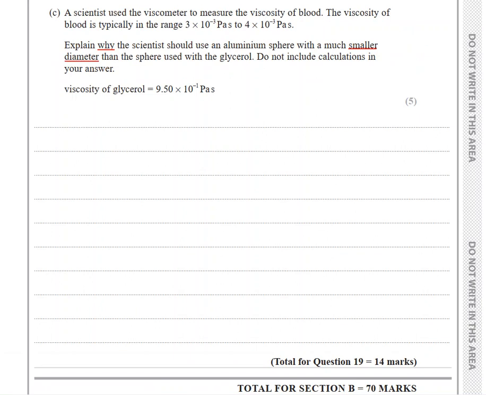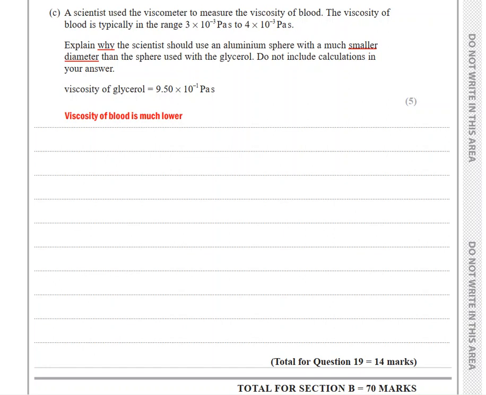Part C says, a scientist used the viscometer to measure the viscosity of blood. The viscosity of blood is typically in the range 3 times 10 to the power minus 3 Pascal second to 4 times 10 to the power minus 3 Pascal second. Explain why the scientist should use an aluminium sphere with a much smaller diameter than the sphere used with glycerol. Do not include a calculation in your answer. The question specifically says you don't have to calculate anything, just construct your answer based on the information you have available.